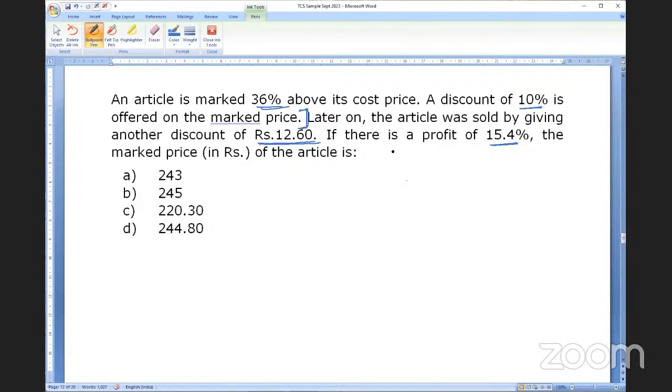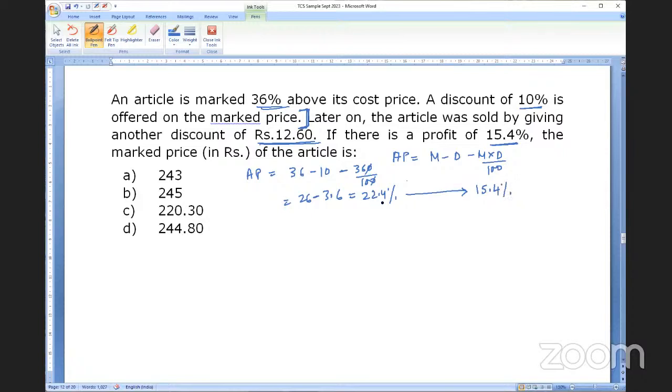And we know from our rule 3 that actual profit, if marked up and discount is there, is given by M minus D minus M into D by 100. So what should be the profit if it has been sold at till this point? Great. So actual profit percentage would be 36 minus 10 minus 360 by 100. So that is 26 minus 3.6, 22.4%. But actually what happens due to one more discount, this profit percentage has fallen to 15.4%.